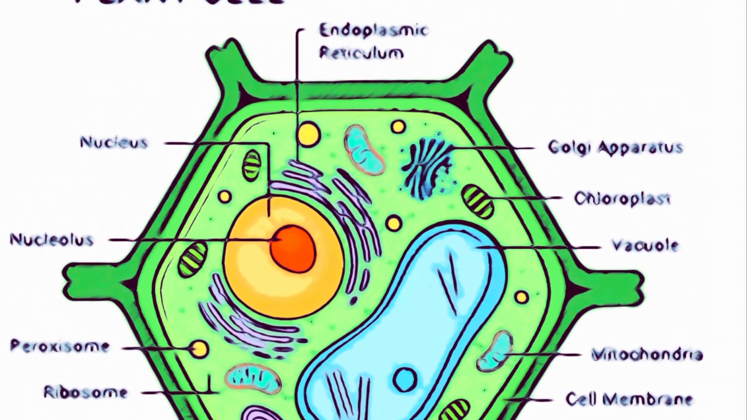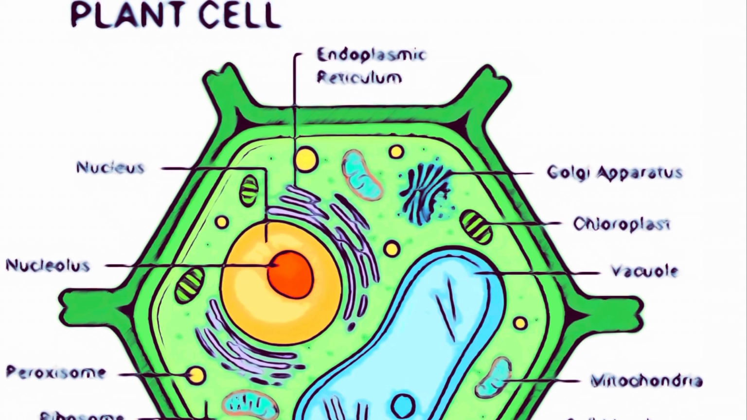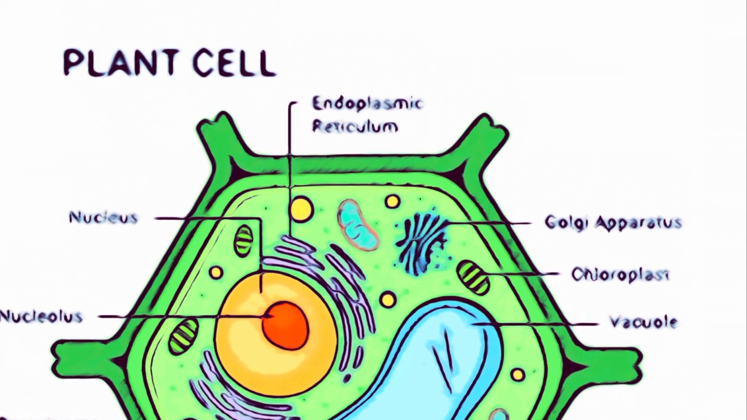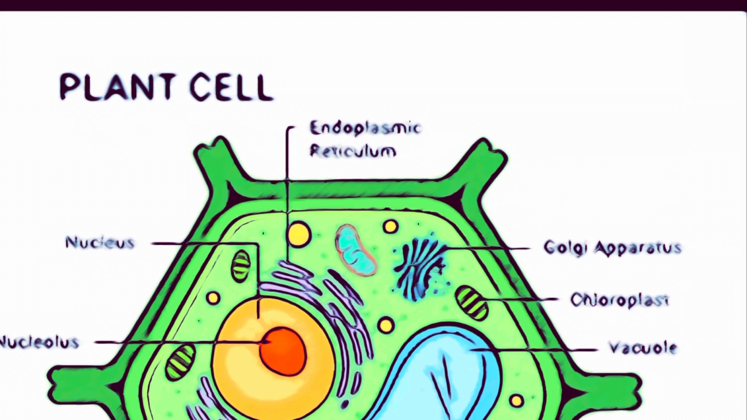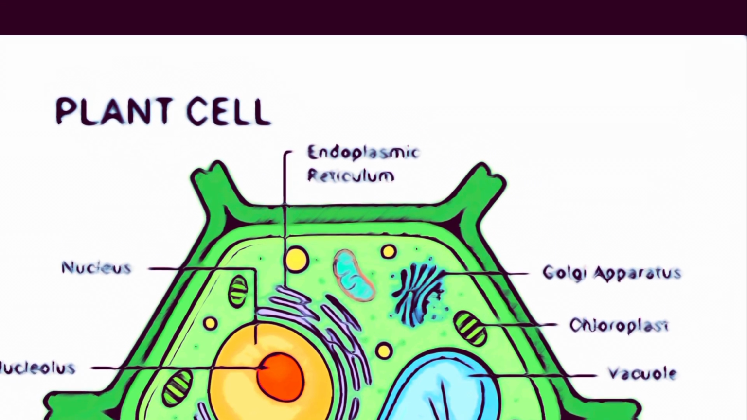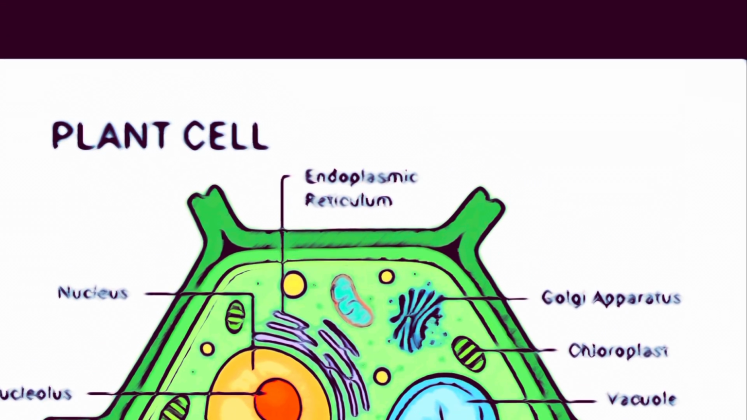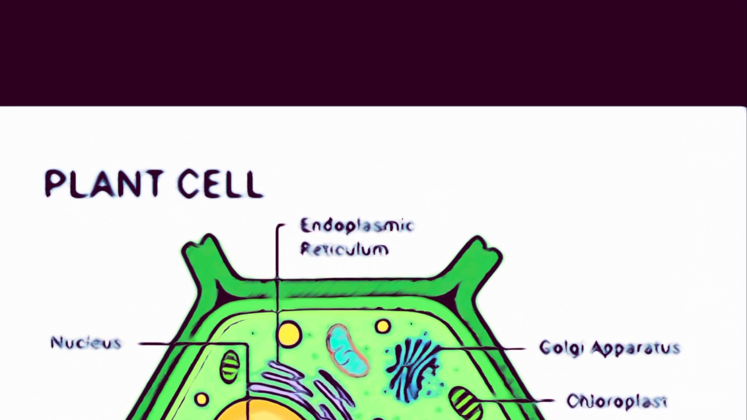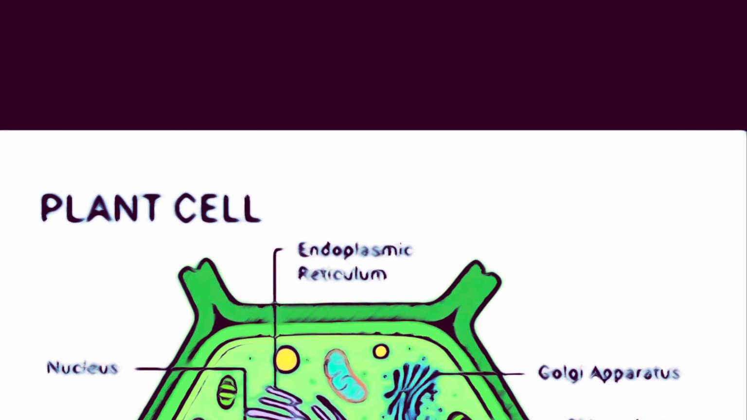functions. Plant cells have many special organelles, and we'll be covering these in today's video: the nucleus, chloroplast, mitochondria, vacuole, cell membrane, ribosomes, cytoplasm, Golgi apparatus, the cell wall, the smooth and rough ER, peroxisomes, and the nucleolus.